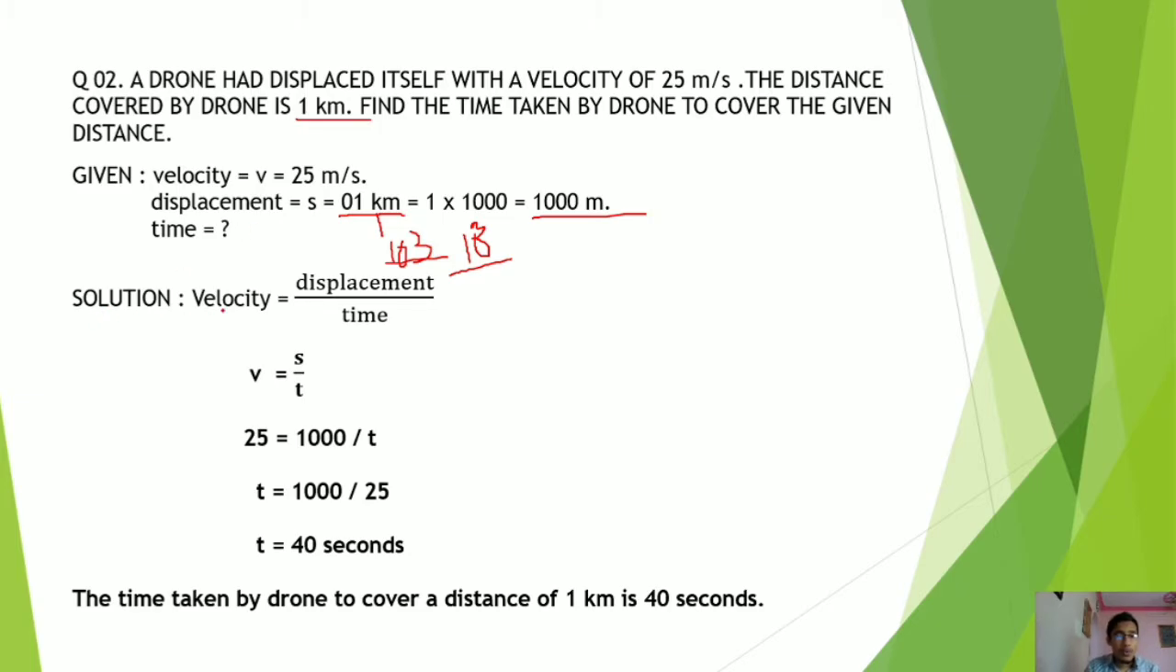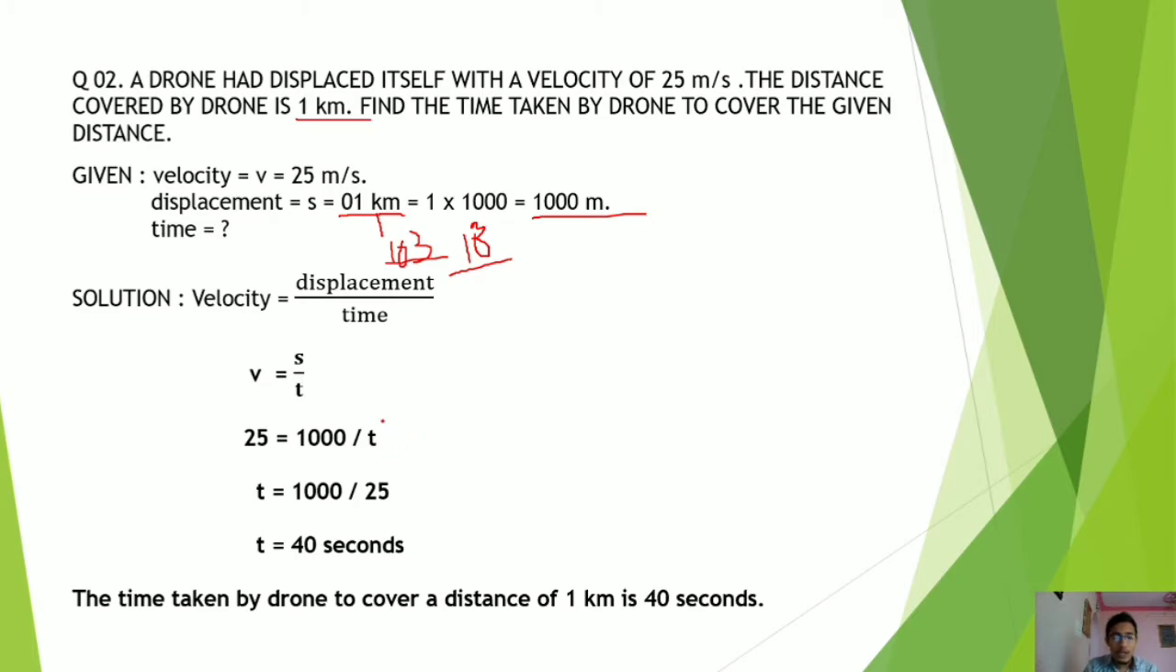Now the solution. First we will note down the formula. The formula for velocity is velocity equal to displacement upon time. The displacement is given, that is 1000 meters, so we have written 1000 over here, and the velocity is provided, that is 25 meters per second, so we have written 25 in place of small v. So 25 equal to 1000 upon t.